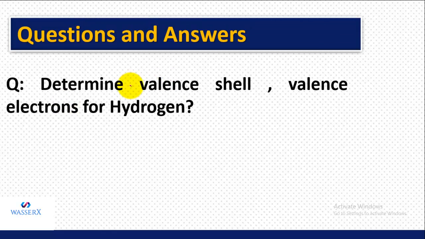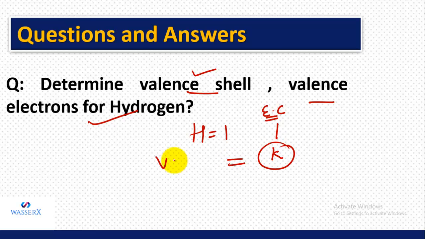Third question is determine valence shell, valence electron for hydrogen. So atomic number for hydrogen is 1. So if I write its electronic configuration, then also it is going to be 1. So what is asked? Valence shell and valence electrons. So valence shell is going to be just one shell. So valence shell is K, and valence electrons are the electrons which are present in valence shell, which is just 1. So this is how we are going to determine the valence shell and valence electrons for any atom like we did for hydrogen.